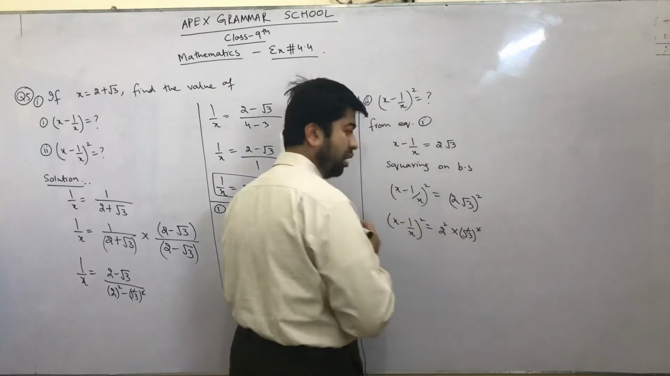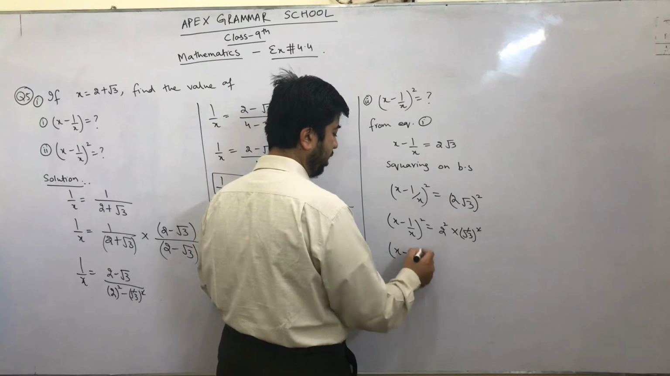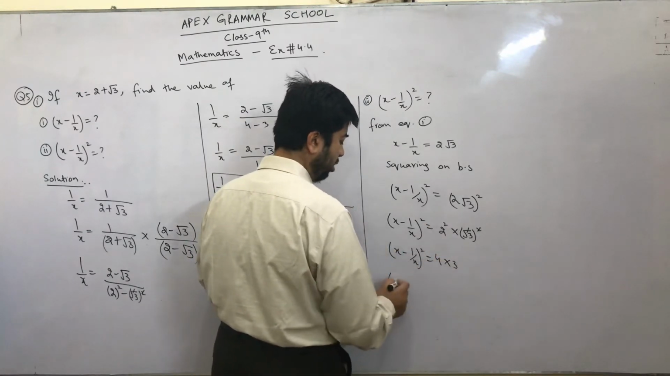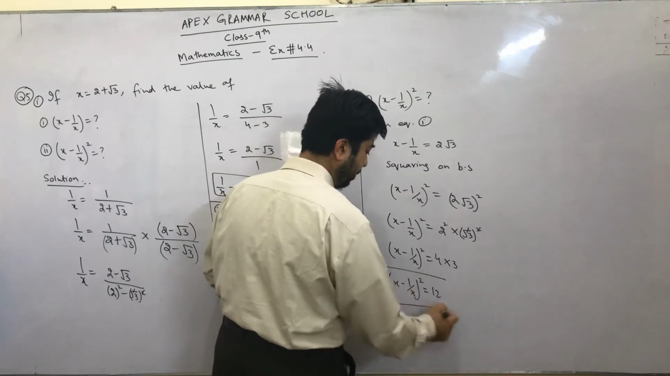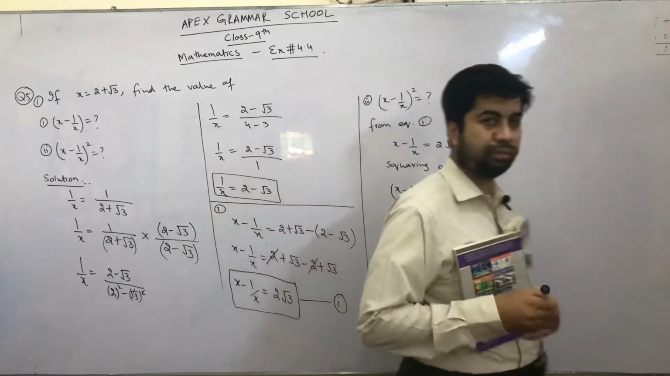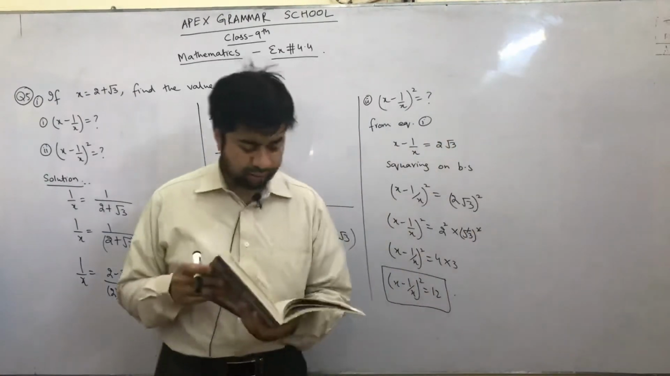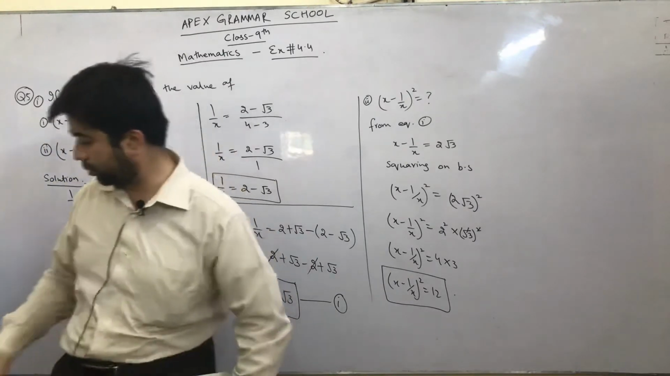This square is going to cancel with this square root. So x minus 1 over x whole square is equal to 2 square, that is 4, multiplied by 3. So our answer will be 4 3s are 12. And that's it. This was question number 5, part number 1. And after that, we have part number 2.